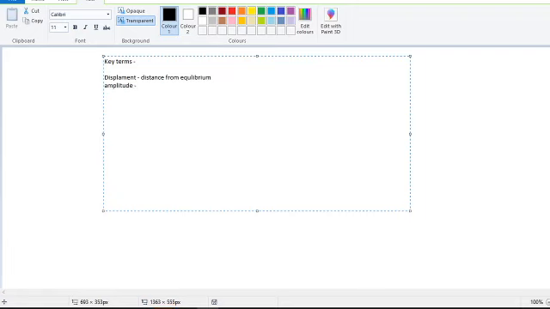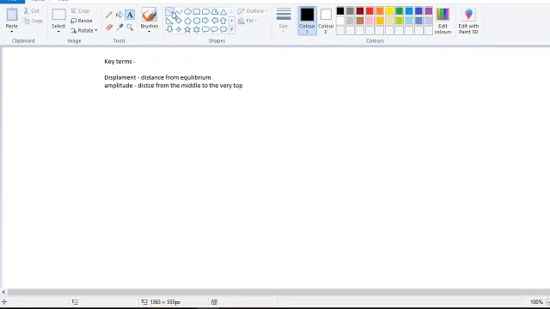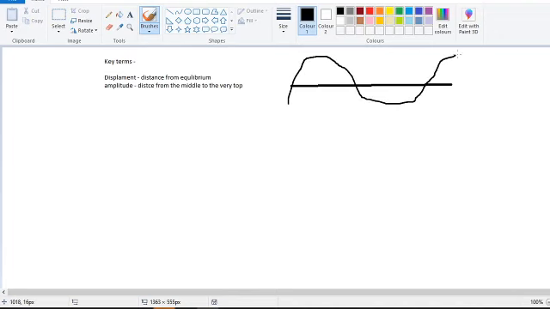Amplitude, distance from the middle to the very top. So if we were to draw a wave, which I will, so the wave shall be here. This is the middle of the wave, and we're going to draw a basic longitudinal wave, which will look something like that. So the amplitude is this part, so the distance from the middle to here.